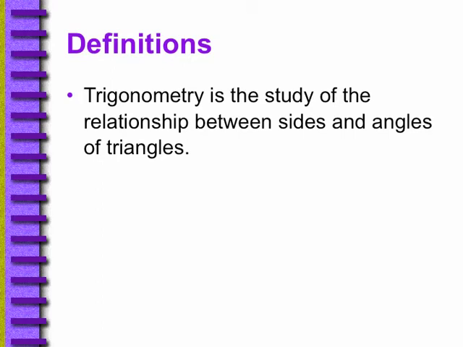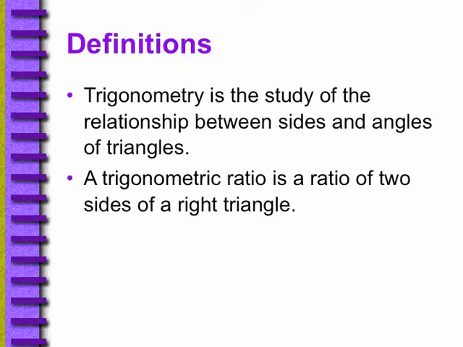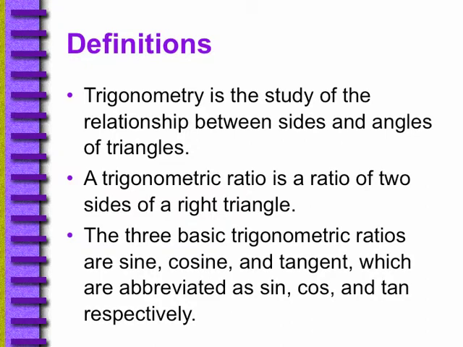Definitions. Trigonometry is the study of the relationship between sides and angles of triangles. A trigonometric ratio is a ratio of two sides of a right triangle. The three basic trig ratios are sine, cosine, and tangent, which are abbreviated as sin, cos, and tan respectively, and we'll show you their definitions momentarily.